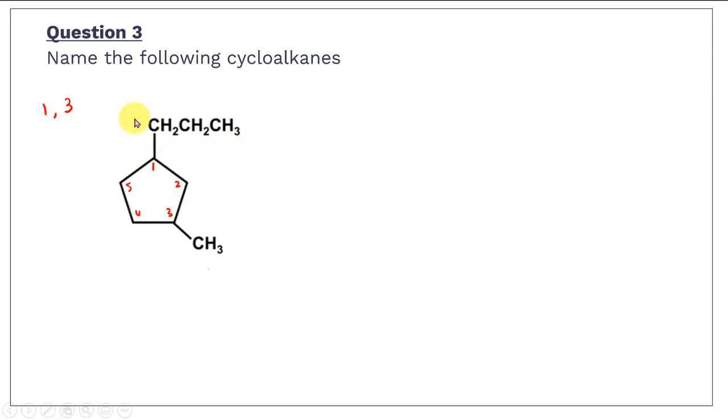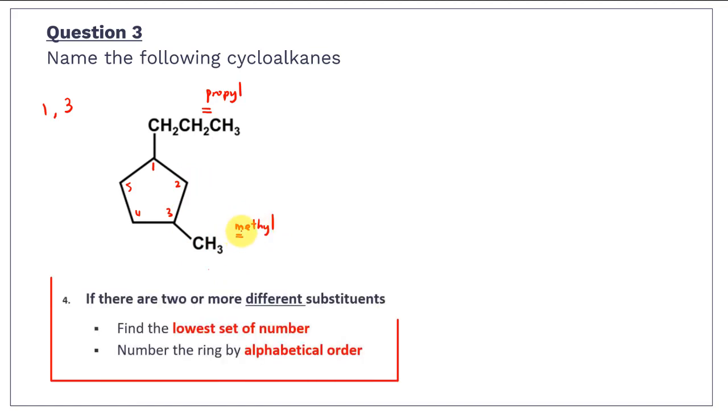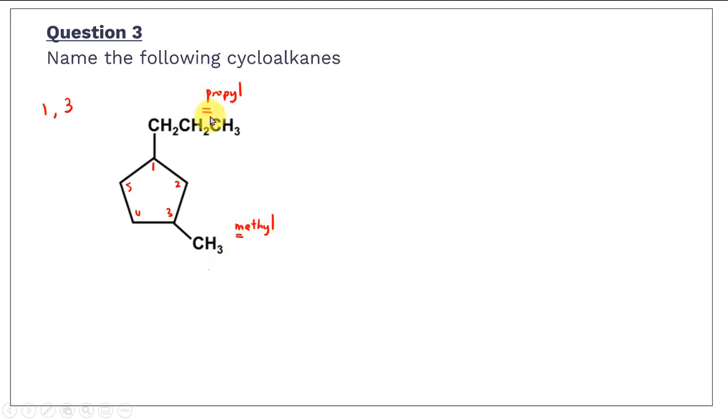So to see which carbon will be carbon 1 and carbon 3, let's look at the alphabets of our substituents. For this one, we have 3 carbons as the substituent, which we call propyl, so using the alphabet P for our arrangement. For this CH3 with 1 carbon, this is called a methyl group, so we have the alphabet M. Following alphabetical order, M comes first before P. Therefore, we need to change the positions. Now carbon 1 will be your methyl group, and carbon 3 will be the one with your propyl group.